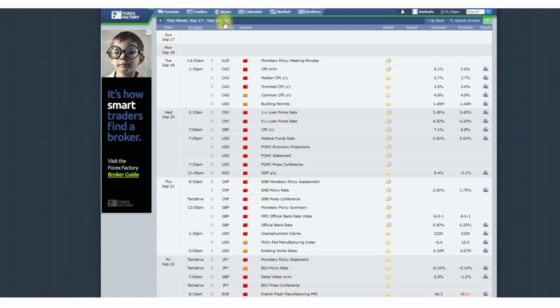So we have a lot of fundamental bias this week in the interest rate aspect. That is, we have from the JPY, we have from the Swiss franc, and then we have from the US dollar.